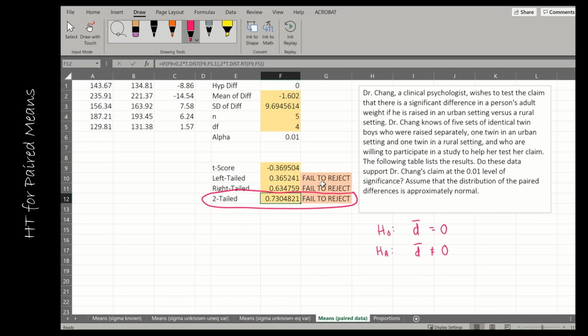What I should assume is that I should fail to reject the null. So even though there appears to be a little bit of a difference in weights, the difference was not large enough to be statistically significant. There's not sufficient evidence to say that the mean difference between the weights of male identical twins is not 0 for twins who are raised in different settings. So the evidence does not support Dr. Chang's claim that there is a significant difference based on where the twin was raised.